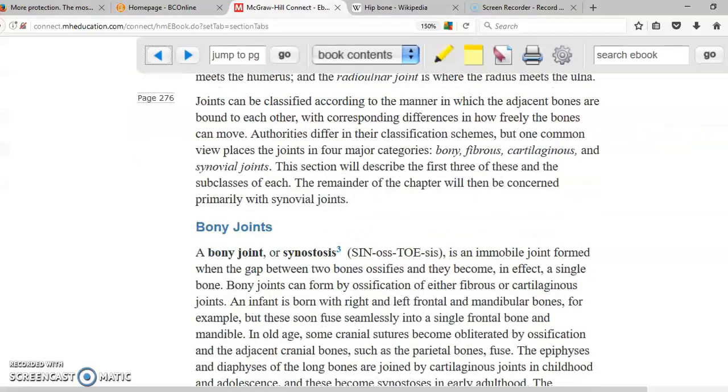Joints. A joint basically is an area where two bones get together. So the first type of joints that we have are the bony joints. In this case, you have two or three bones, and they get together, and then eventually they fuse and form one bone. An example of this is the os coxae, or the hip bone.